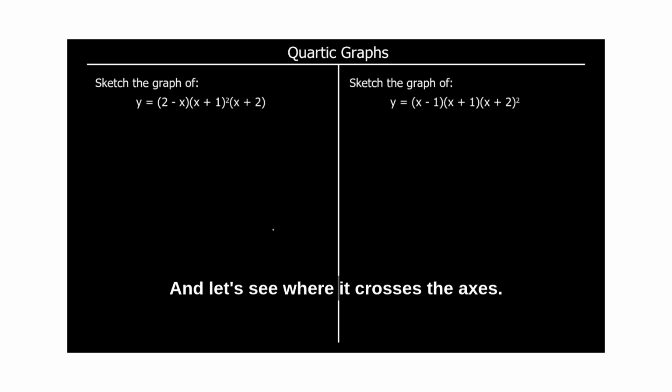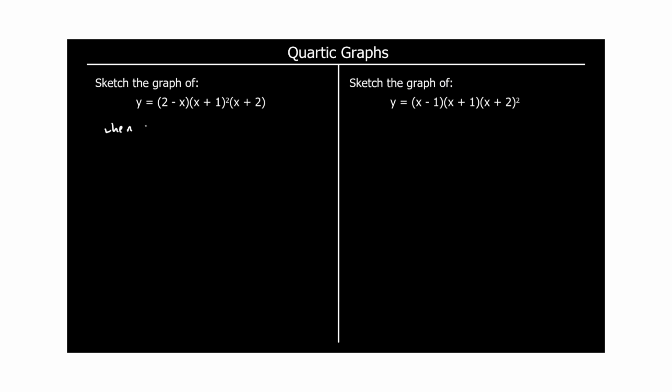And let's see where it crosses the axes. So it crosses y when x is 0. So let's do when x equals 0. What is y? It will be 2 times 1 squared times 2. So that would be 4.